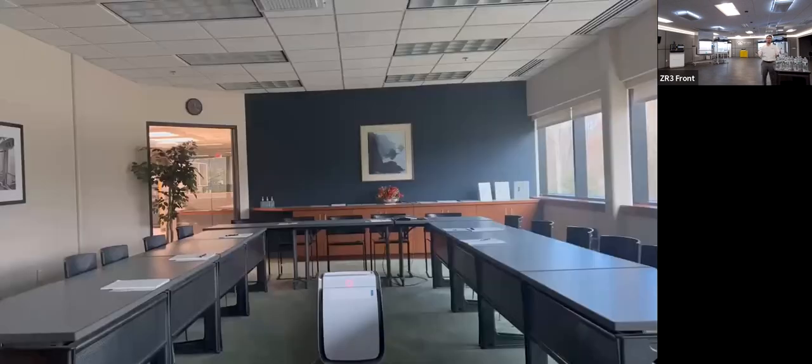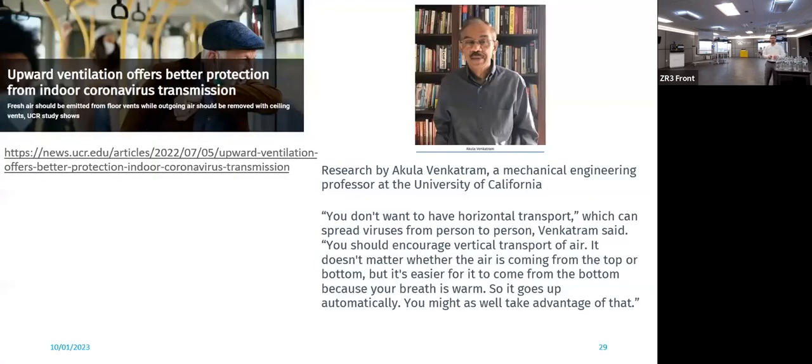Then we put it in the middle of the room, just like ASHRAE recommended, and even the CDC. We're going to blow this smoke right, so we're sneezing right into these units, essentially. What happens? Oops. Sorry.